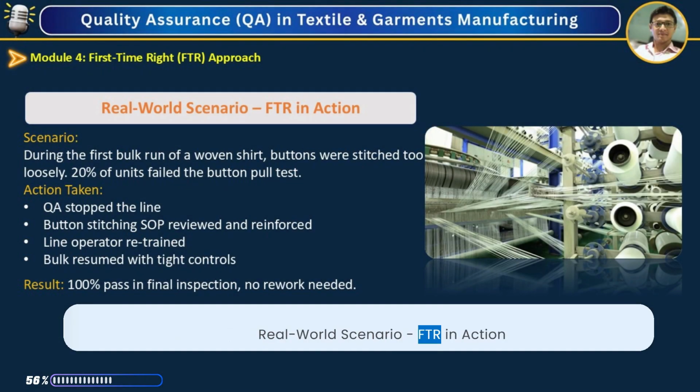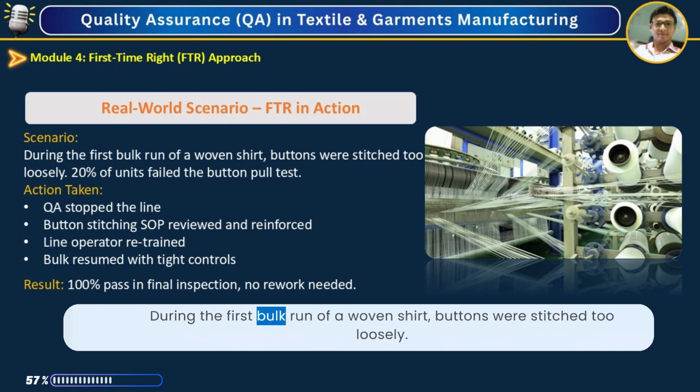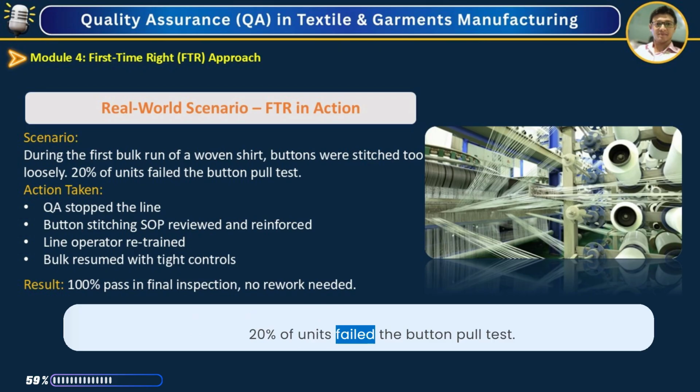Real-world scenario, FTR in action. Scenario. During the first bulk run of a woven shirt, buttons were stitched too loosely. 20% of units failed the button pull test. Action taken. QA stopped the line. Button stitching SOP reviewed and reinforced. Line operator retrained. Bulk resumed with tight controls. Result. 100% pass in final inspection, no rework needed.